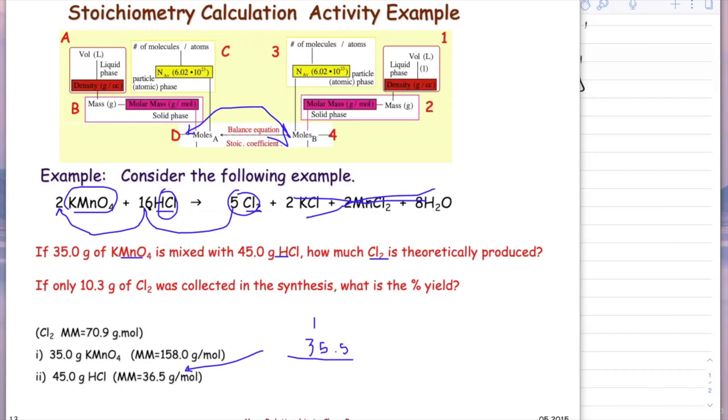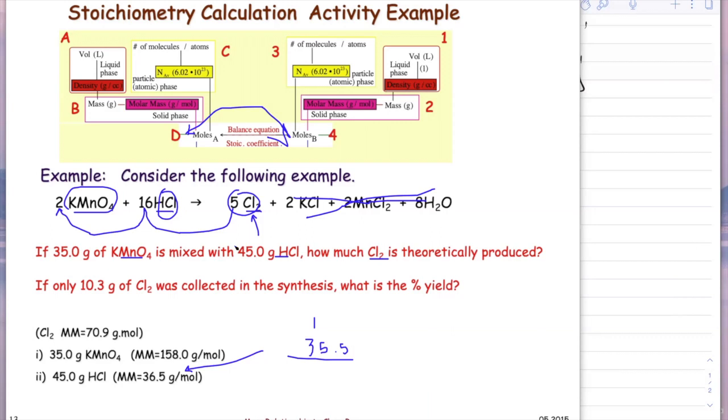16 just tells you how that chemical is related to the other chemical. The chemical is hydrochloric acid, HCl. The chemical is chlorine, Cl2. Don't take Cl2, 71 or 70.9 and multiply it by 5. If you do that, you're going to mess yourself up.